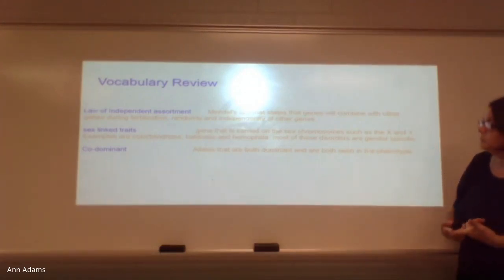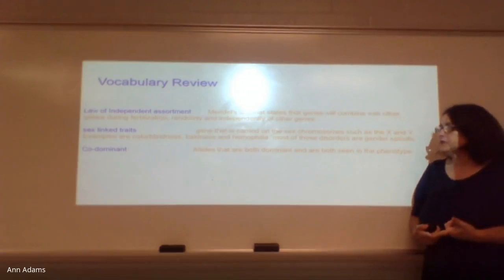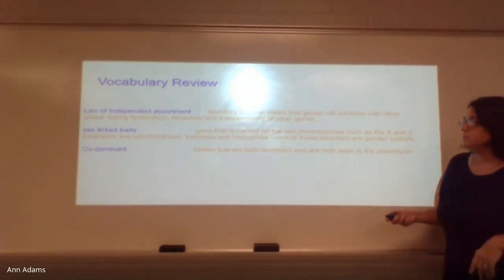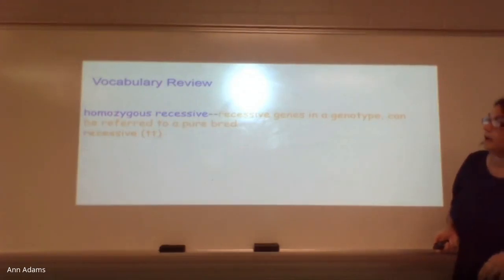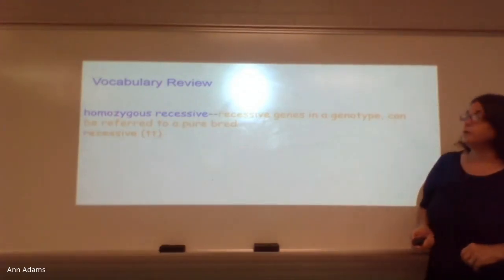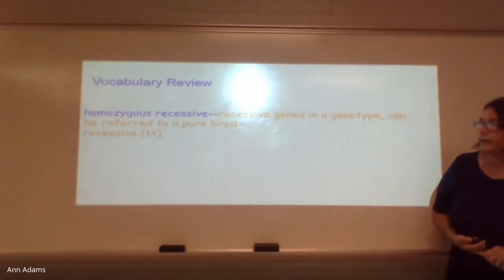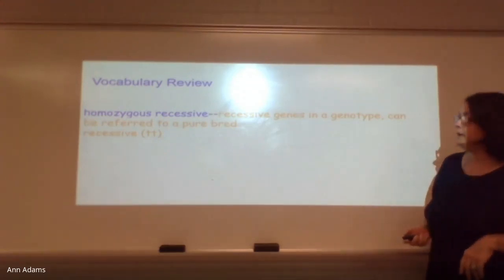Co-dominant, that's where the alleles that are both dominant are both expressed, okay? Homozygous recessive, those are where your genes in the genotype can be referred to as a purebred. That's your two little letters, okay?